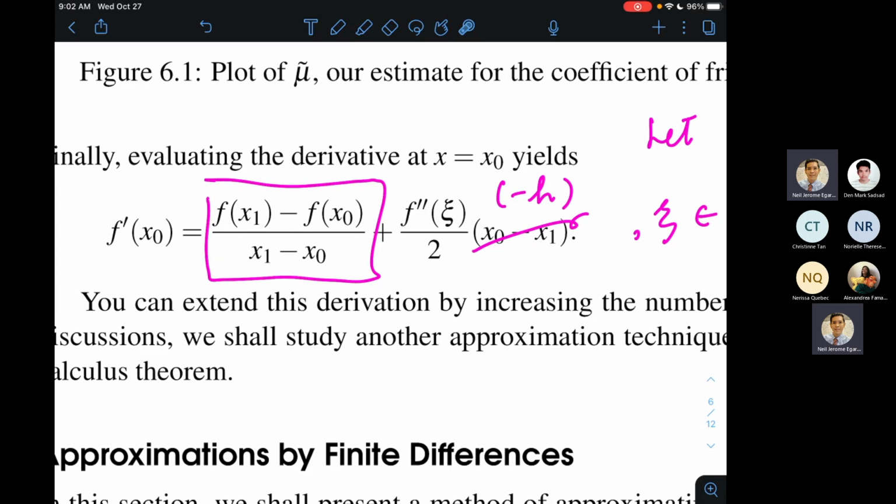magkakaproblema rin tayo, especially if your function f is continuous. Kapag kasi x1 ay malapit na malapit kay x sub 0, yung dalawang function values na yan, posibleng maging malapit na malapit din sa isa't isa. And if the difference between them is less than the machine precision, then ito ay pwedeng tingnan ni computer as something equal to 0. And if x1 is also close to x0 with distance less than the machine epsilon, then the computer will think that the denominator is also equal to 0. So eventually you'll have 0 over 0, and then this estimate wouldn't make any sense.